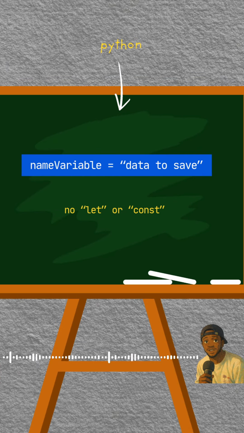For Python, na like this we dey set variables. You see say for Python, we don't need any keyword let or const. They will just write the name where you want save your variable as equal to the variable where you want save.